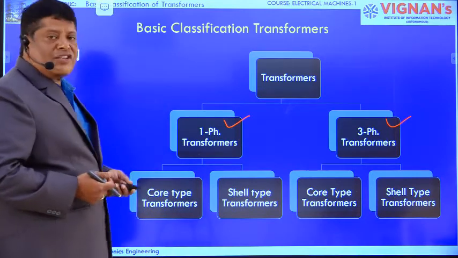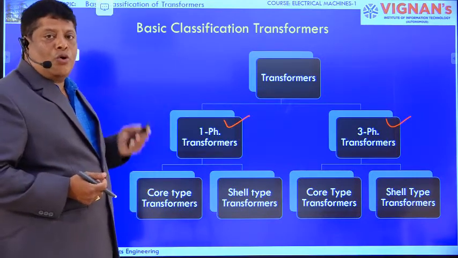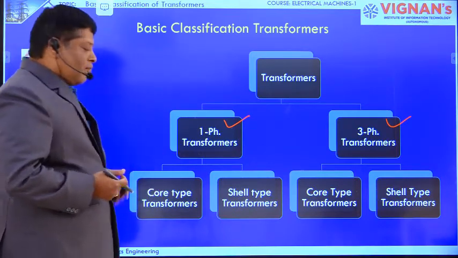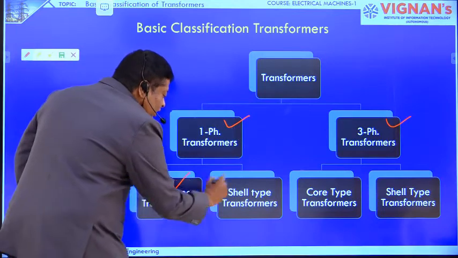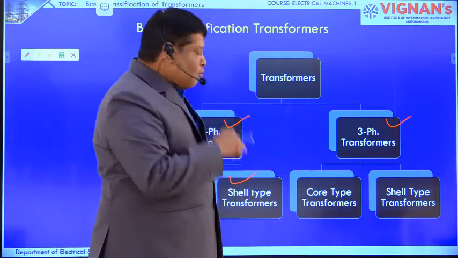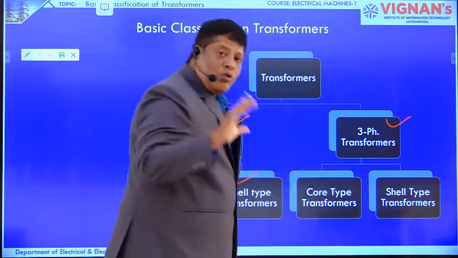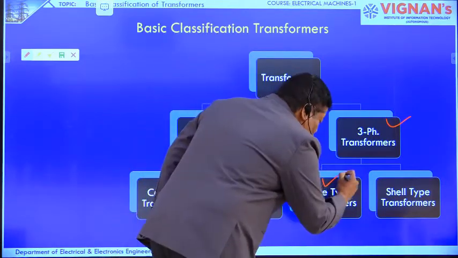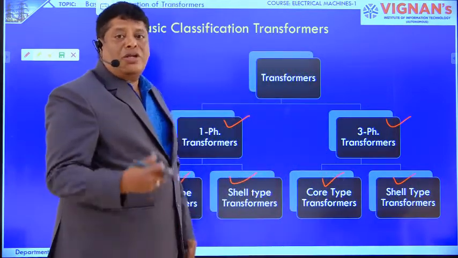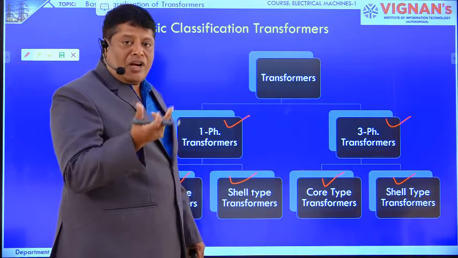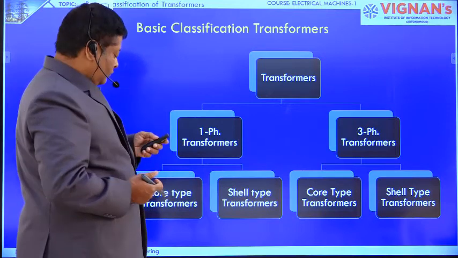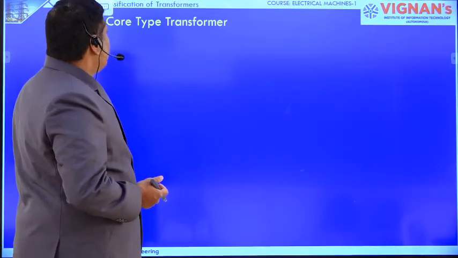Next, for the single phase transformer, depending upon the core, there are two types of construction. One is the core type transformer, the second one is the shell type transformer. In the same manner, in a three phase transformer also, there are two classifications depending upon the core: core type transformer and shell type transformer. See here, the core is a magnetic material. Already we have seen that. Core type transformer.